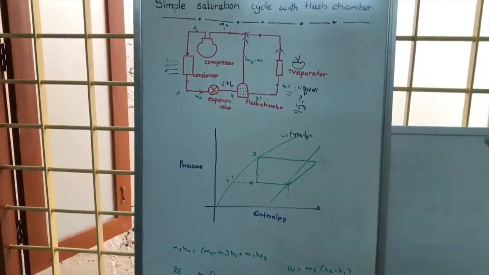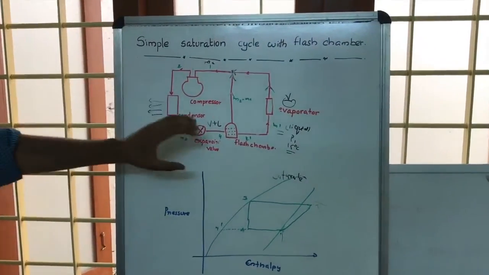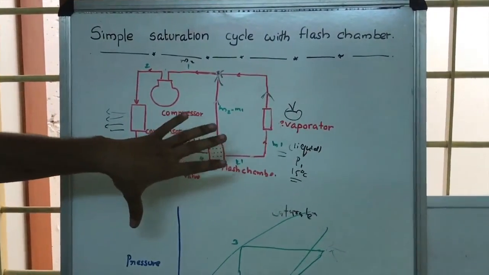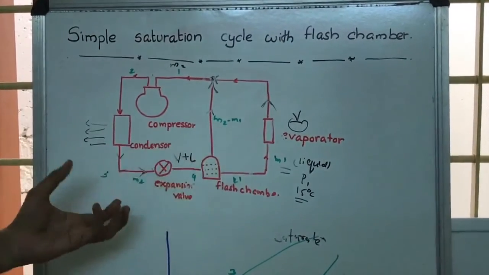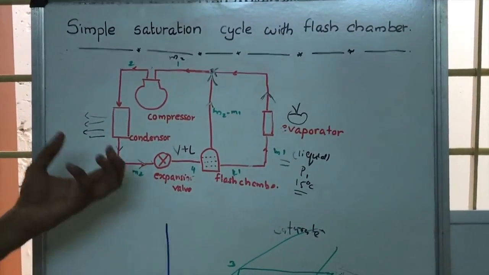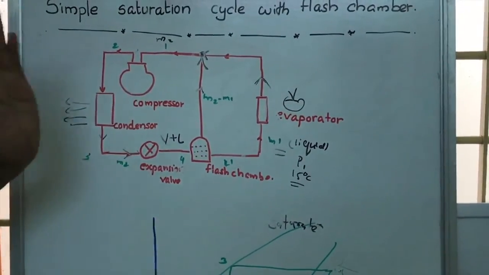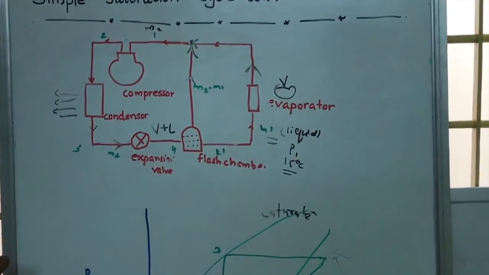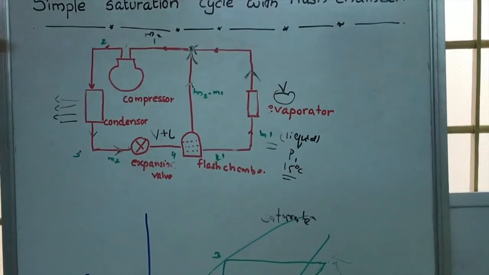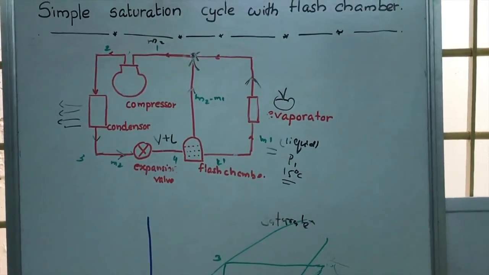So in the simple saturation cycle, we are adding a flash chamber such that we are able to bypass this already present vapor from the expansion valve, so that it is not passed through the evaporator, or if at all it is passed, it is of no use. So we are bypassing it by another way. So that's the case in the simple saturation cycle, the flash chamber.